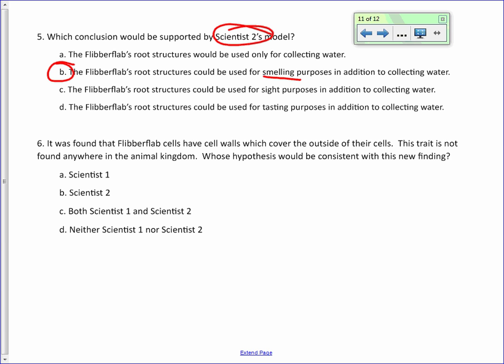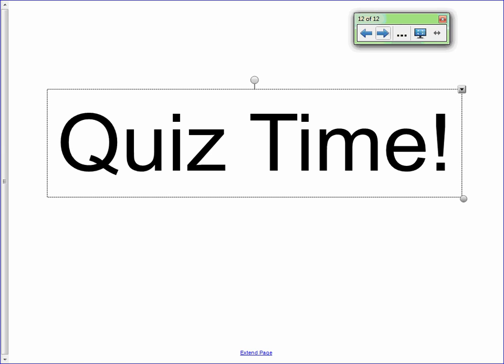And then last but not least, number 6. It was found that flipperflap cells have cell walls. This trait is not found anywhere in the animal kingdom. Whose hypothesis would be consistent? So who goes along with this? Who would agree with the fact that it has cell walls? A, why? All right. Since the cell walls aren't found anywhere in the animal kingdom, it must be a plant thing, which means it's quiz time. Good luck.